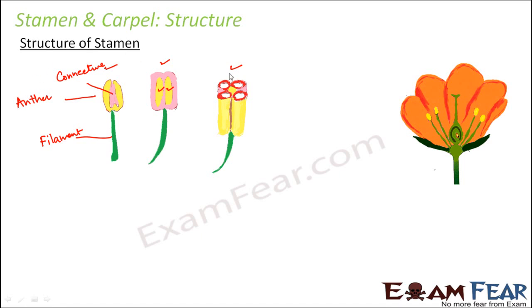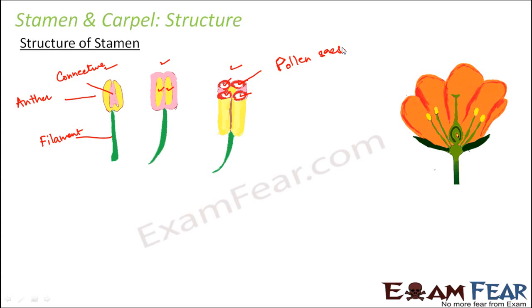Now if you look at the cross section of the anther very closely, you can see that each lobe of the anther has two chambers. Here you can see two lobes, and each of these lobes has two chambers. So in total we have 4 chambers, and each of these 4 chambers is known as a pollen sac. So pollen sacs are the chambers which are present inside the anther.